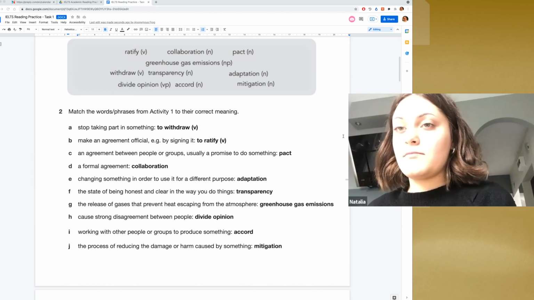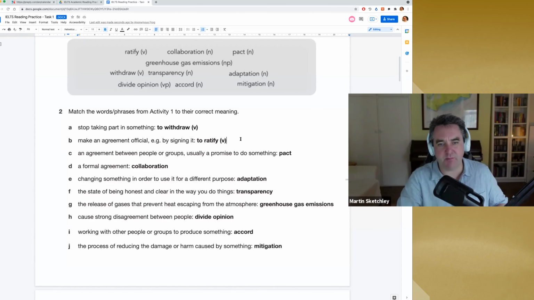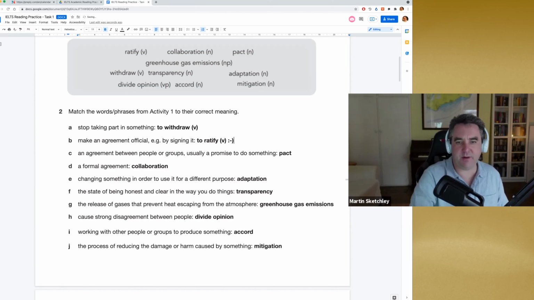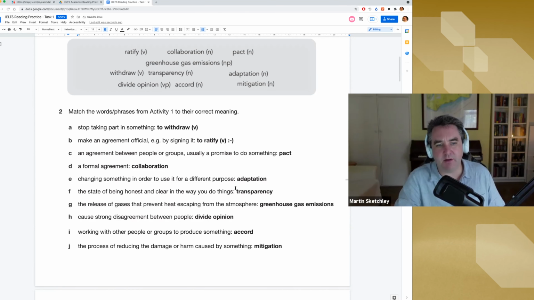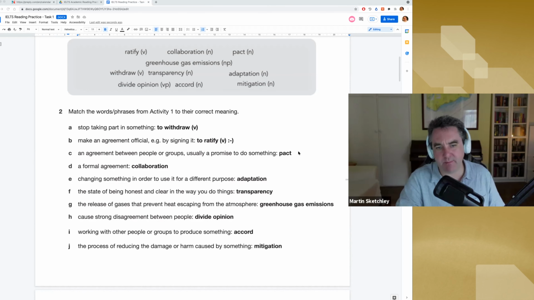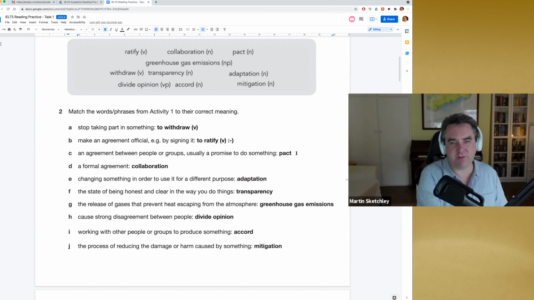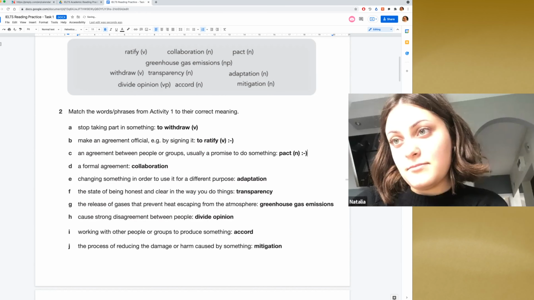To make an agreement official. Yeah, that's good. So I agree. An agreement between people or groups, usually a promise to do something. You said pact, which is a noun. I agree. That's good.